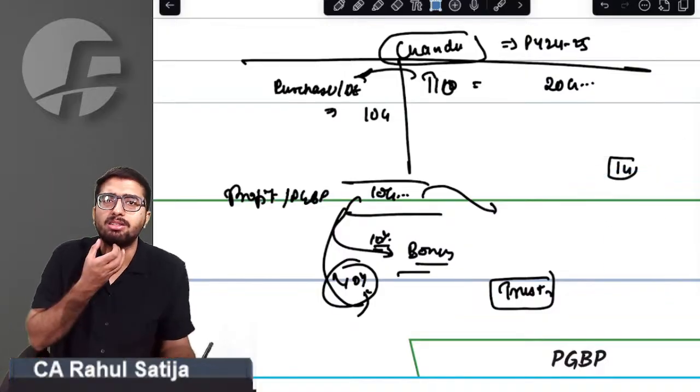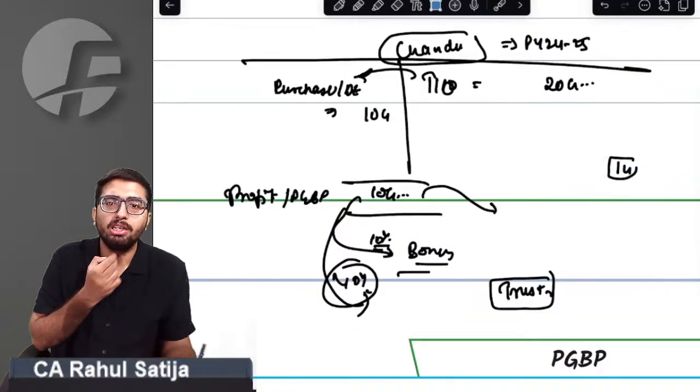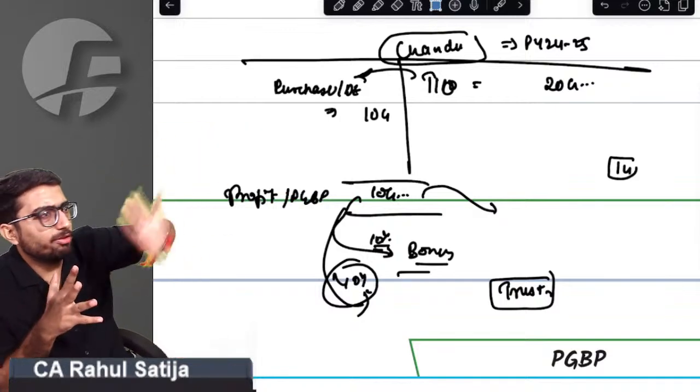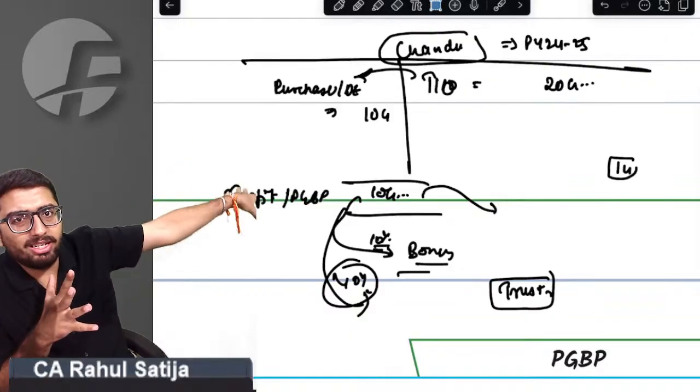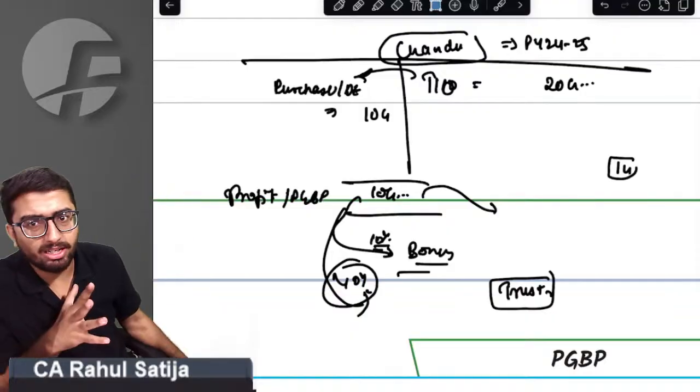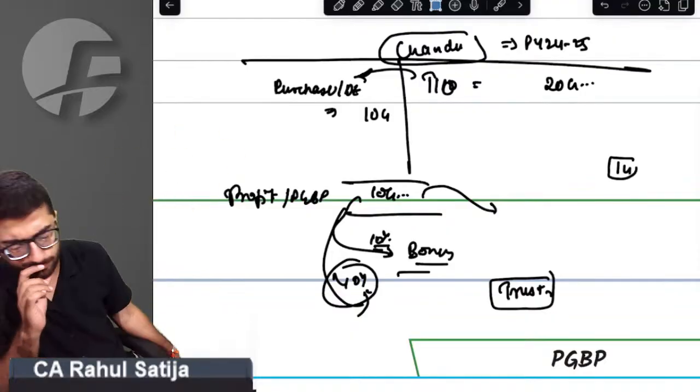This 1 crore shall be given by the trust to the employees. Now Chandu is relieved from liability. Chandu wants to pay the employees, but instead of paying the employees, he just gave it to a trust, who will in turn distribute this money to the labor union, who will in turn distribute.